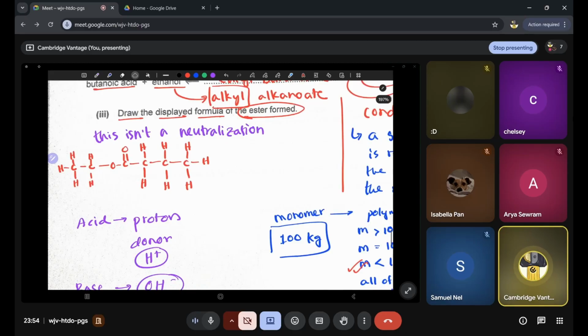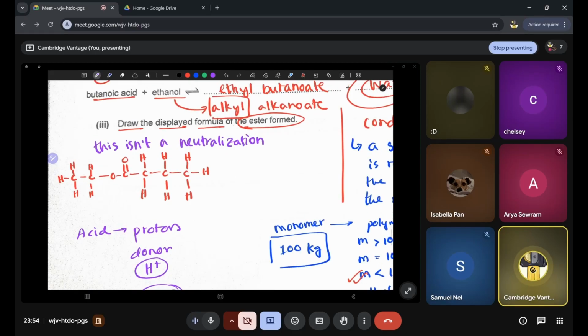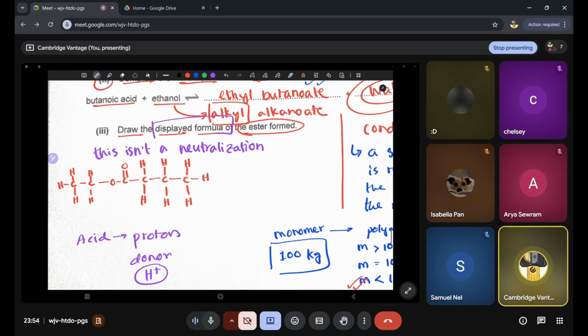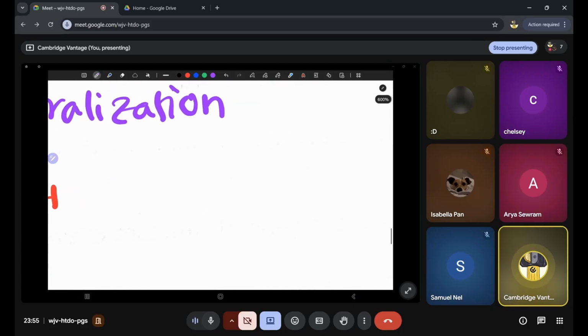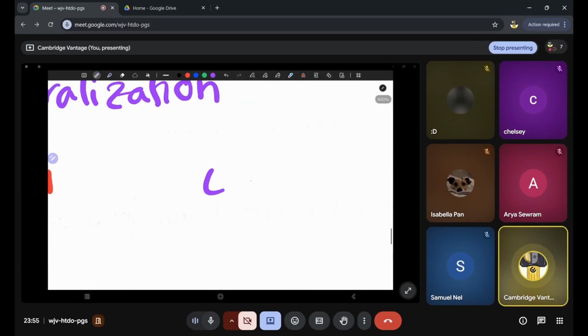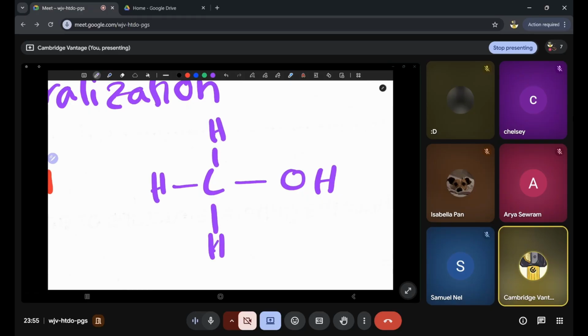And that's your ester. And a very important thing that I haven't really mentioned is the displayed formula. A displayed formula requires you to show every single bond. When I say every single bond, I mean every single bond, and even the most trivial ones. The most common mistake is this one. Can anyone tell me what's the mistake over here? I asked for the displayed formula. What's wrong over here?